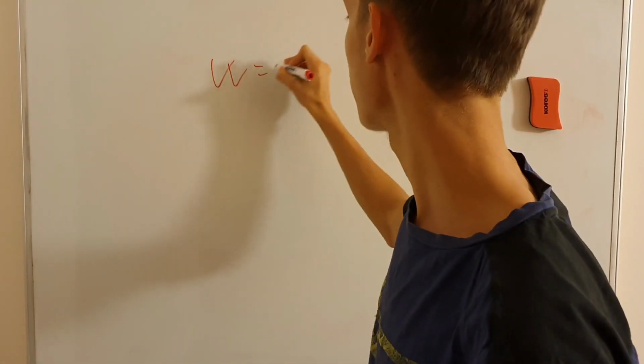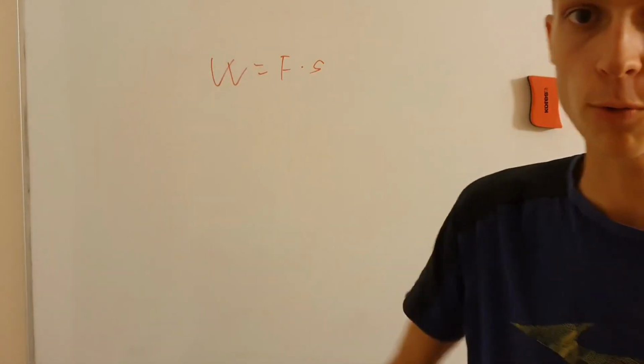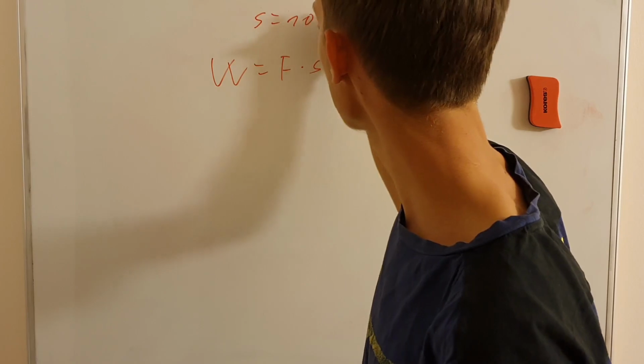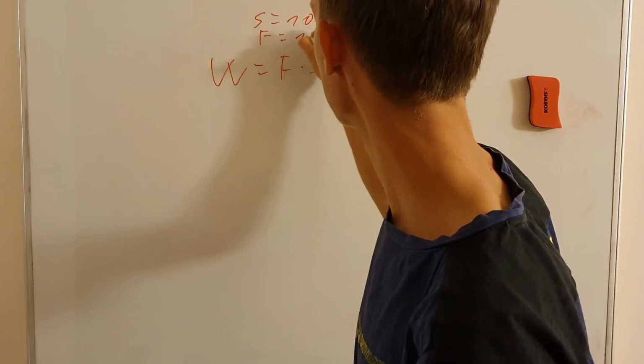So work in general is defined as force over distance. That means a particular force is applied for some interval of distance. So let's say the distance is 10 meters and the force is 10 newtons.